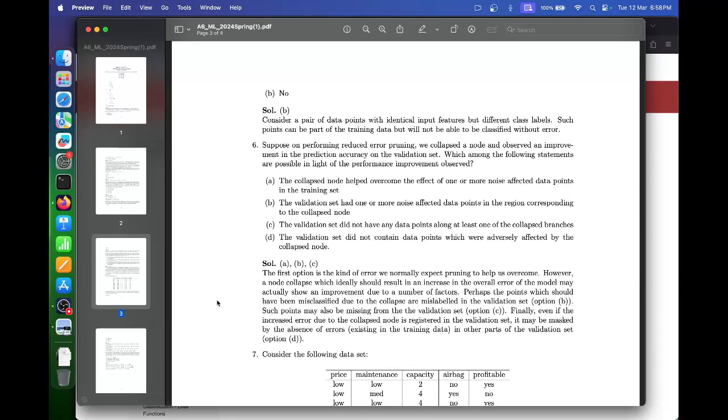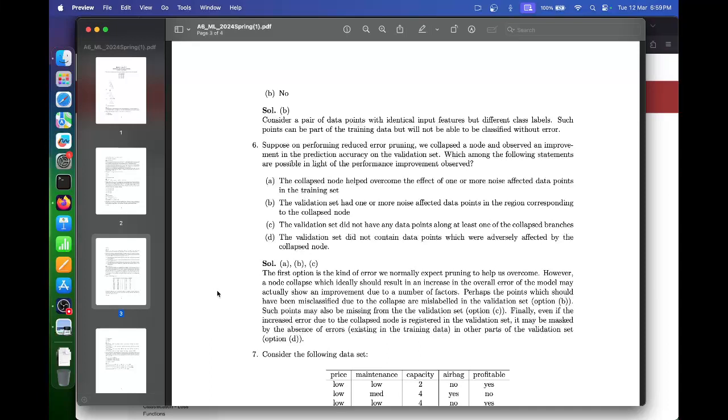Suppose on performing reduced error pruning on a collapsed node we observed an improvement in the prediction accuracy on the validation set, which among the following statements are possible in light of the performance improvement observed. The collapsed node helped to overcome the effect of one or more noise affected data points. Option A is certainly correct. Option B says the validation set had one or more noise affected data points in the region corresponding to the collapsed node. Yeah, so B is also correct because obviously validation accuracy is increasing. So certainly there were some noise affected points around that region. So that's why validation accuracy is increasing because of that pruning.